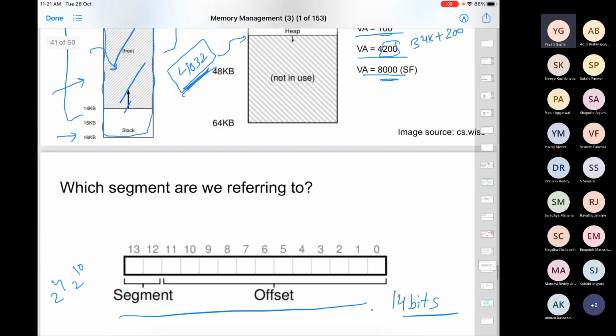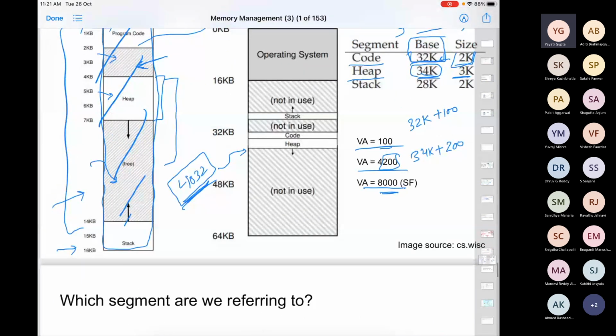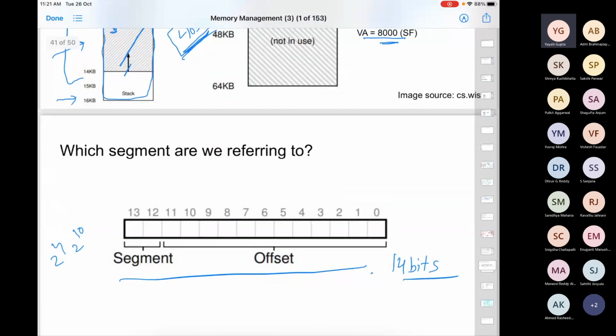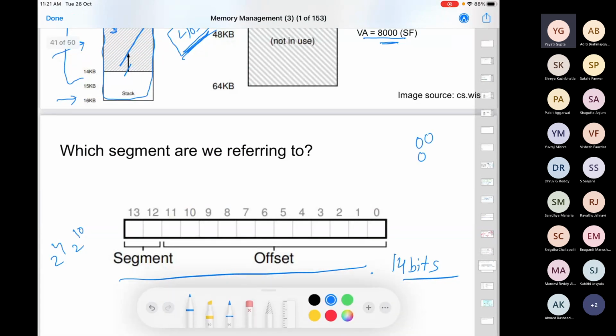As we have seen, we have 3 segments here. 3 segments can be addressed with the help of how many bits? 2 bits. The first segment can be 00, the second segment 01, the third 10. So we reserve the first 2 bits for the segment and the remaining 12 bits for the offset. Whenever you have a virtual address, by looking at the first 2 bits, you can tell which segment it is. But note that it also puts a limit on the size of your segment.